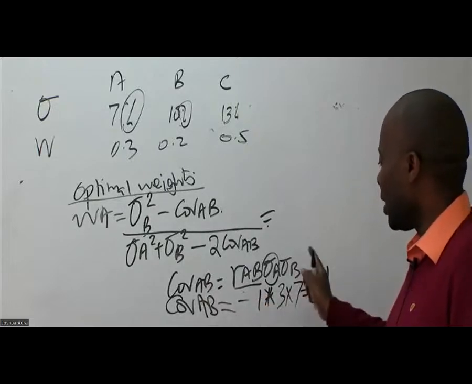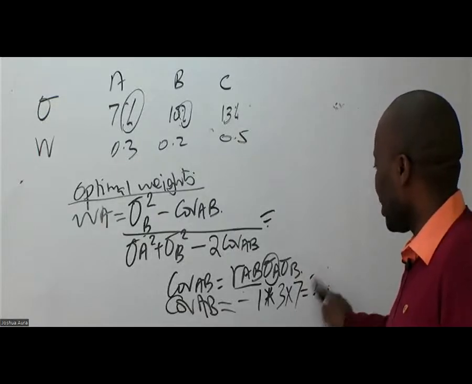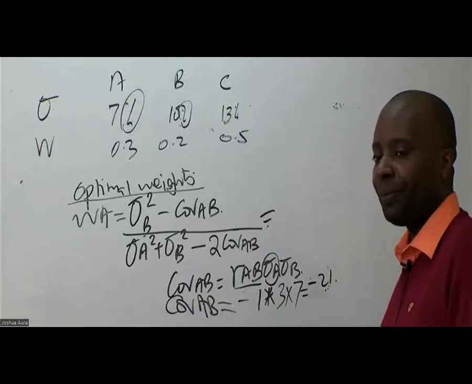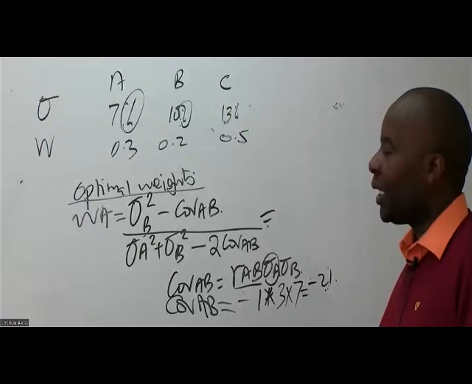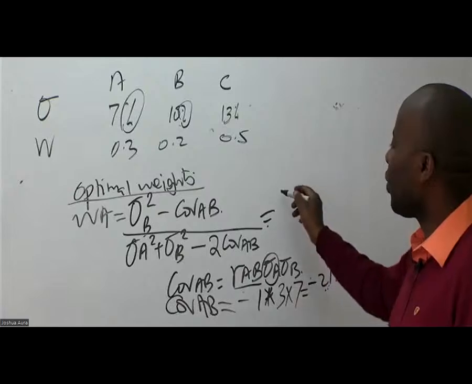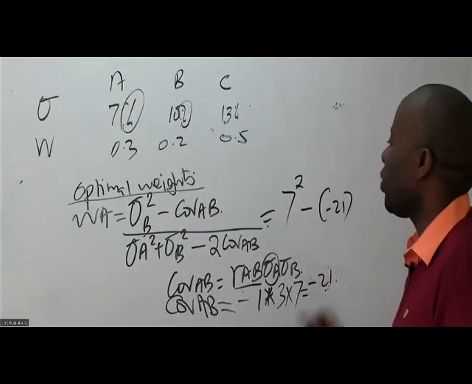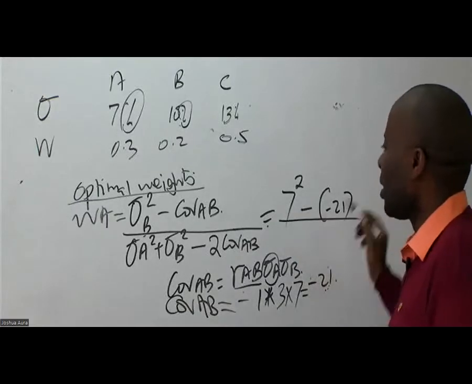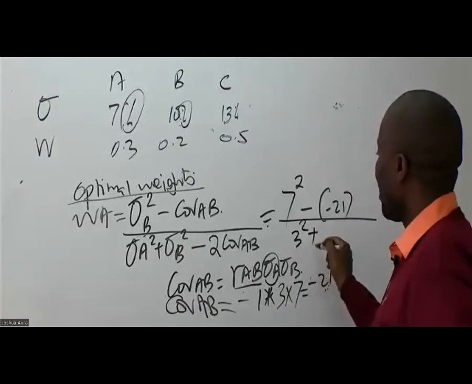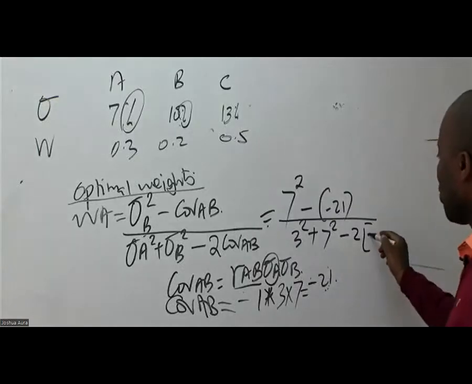This is -1 times 3 times 7, which at the end of the day will give me -21, like the one that Charlene had gotten. So then come here. It's about the standard deviation of B, I know it's 7. So 7 squared minus the covariance itself, which is minus 21, all over the standard deviation of A, which is 3, but now squared, plus 7 squared minus twice the covariance, which is minus 21.